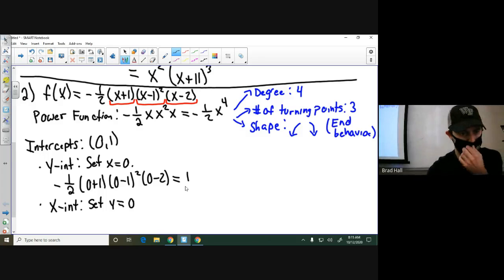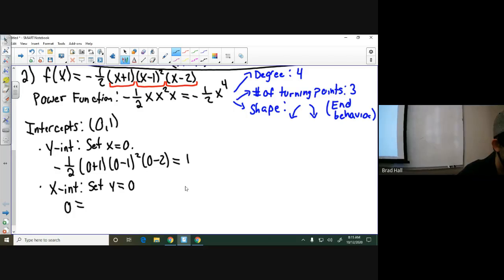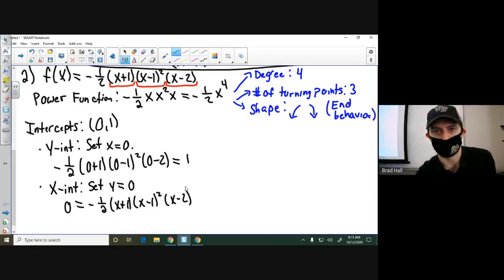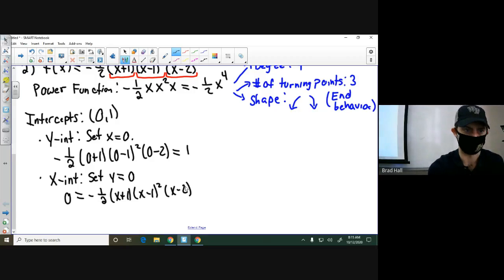X-intercept, we set y equal to 0. And this one's actually easier because now that we have a factored form, each factor is going to give us a different x-intercept, which are also zeros. So hopefully you remember that interchangeable terminology. X-intercepts are simultaneously the zeros. It means the same exact thing. It's just they use different wording for different contexts.